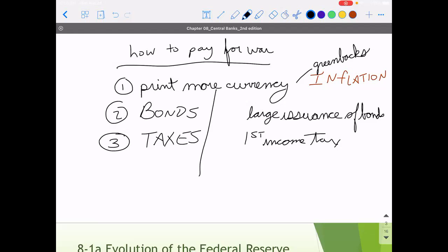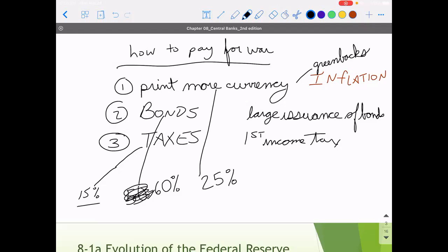Now, the North, the Union, funded most of its operations with bonds, something like 50 to 60%. No, actually close to 60%. And this is about 25%. And this is about 15%. These are just approximate.